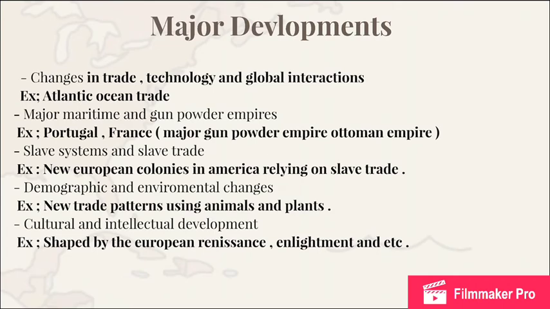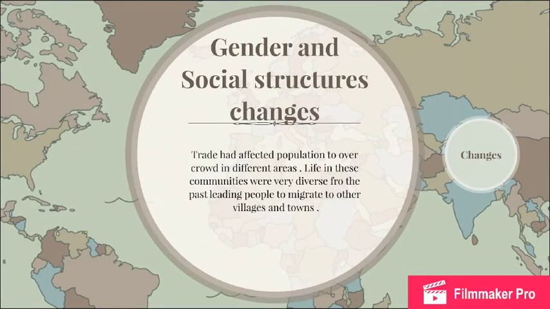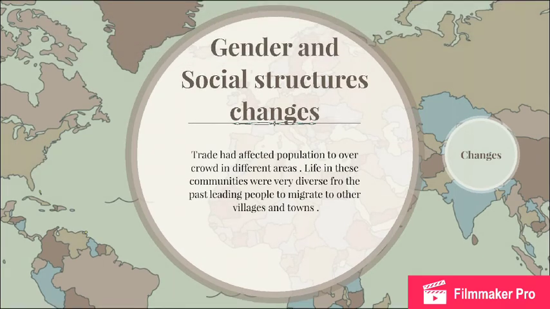Next up, we'll be talking about gender and social structure changes. Trade had caused populations to overcrowd in different areas. Life in these communities was very diverse, leading many people to migrate to other villages and towns.